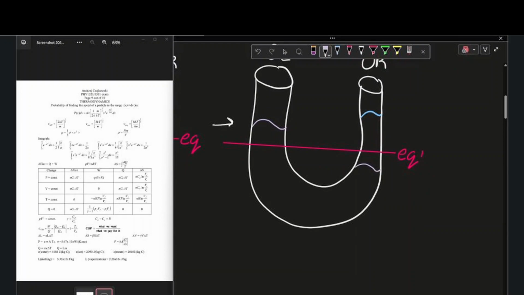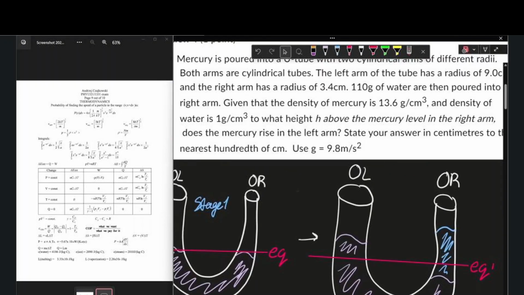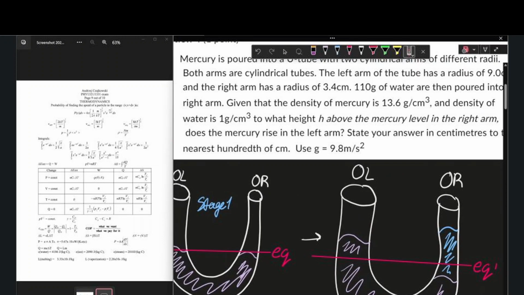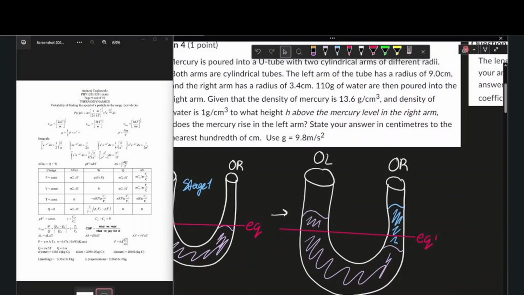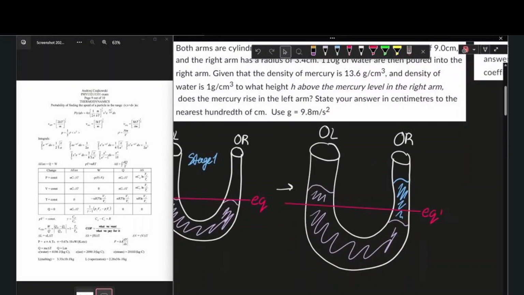Right? So now it's asking us, read very carefully here, what is the height h above the mercury level on the right arm that the mercury rises on the left arm? So basically it's asking, what height h above the mercury level on the right arm does the mercury rise on the left arm? Now what is this telling us?